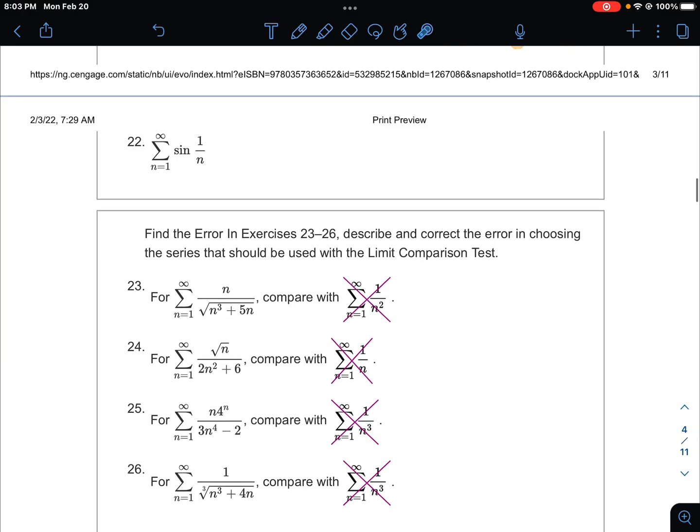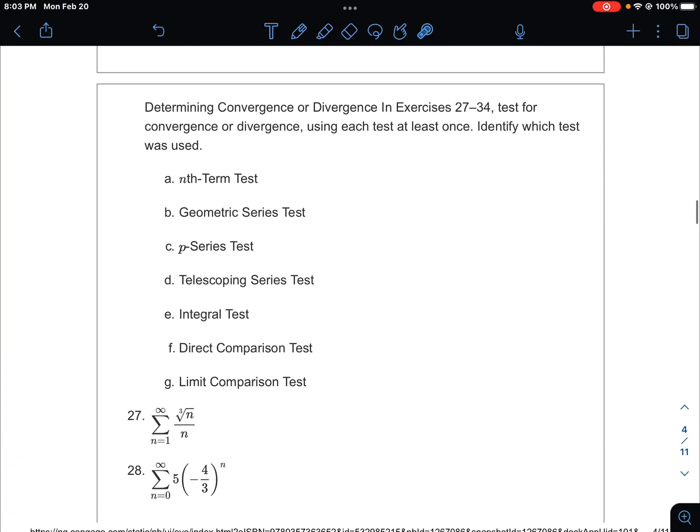All right, we're going to knock out one of them from 27 through 34. I'm just going to pick a random one. I asked you guys to do all of them. All it does here is it says test for convergence or divergence, using each test at least once, identify which test was used. So throughout this, you just have to pick a couple of them.